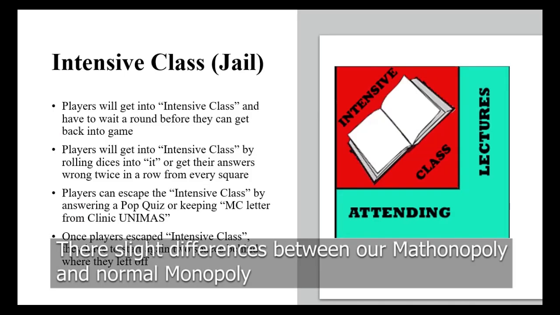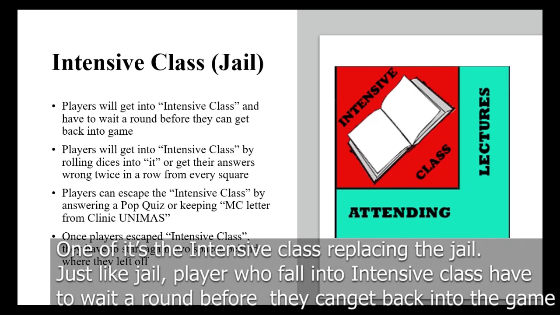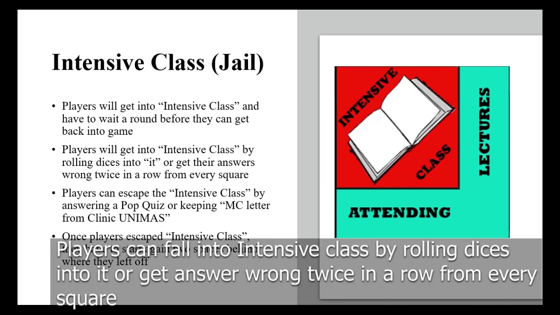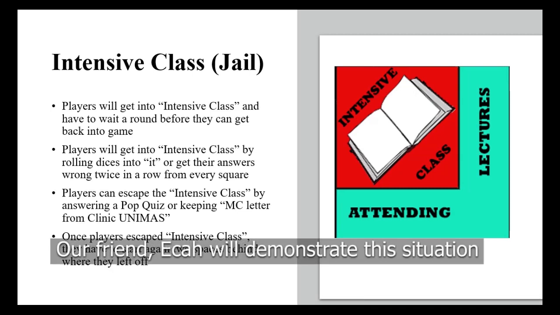Ahem. There are slight differences between our Mathmonopoly and a normal Monopoly. One of them is intensive class replacing the jail. Just like the jail, players who fall into intensive class will have to wait around before they can get back into the game. Players can fall into intensive class by rolling dice into it, or by getting their answers wrong twice in a row from every square. Our friend Echa will demonstrate this situation.